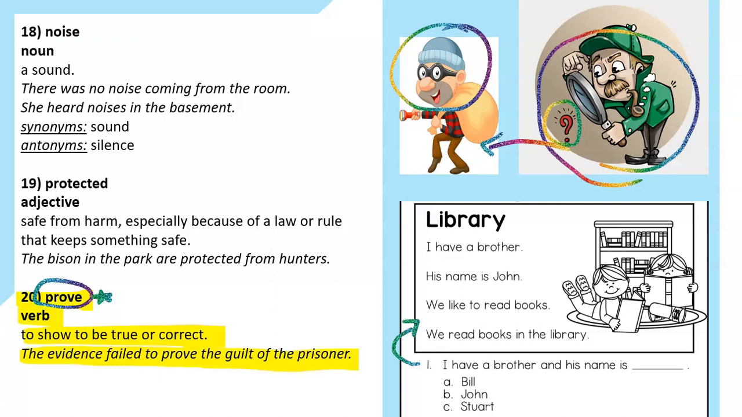If my answer to this question, I have a brother and his name is John. My answer is John. How can I prove that my answer is correct? I can prove it by underlining it in the story. Here it says, his name is John. That means my answer is correct. I proved that it is correct.